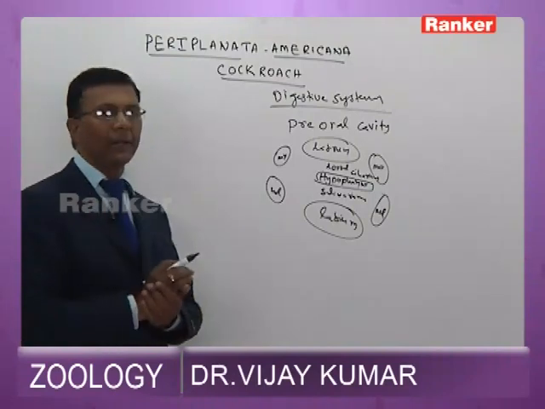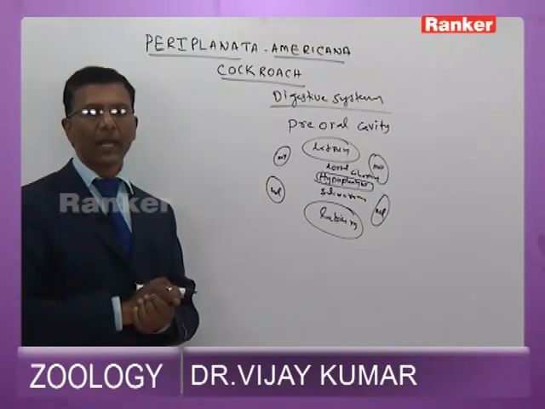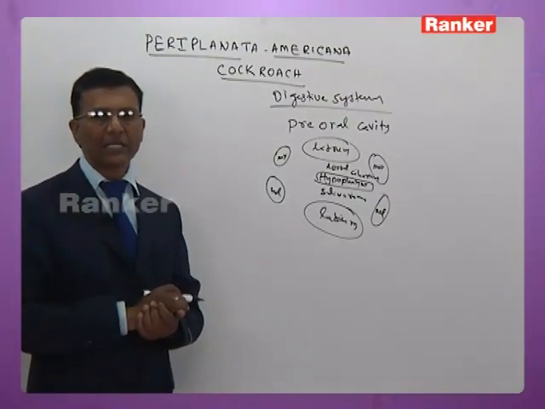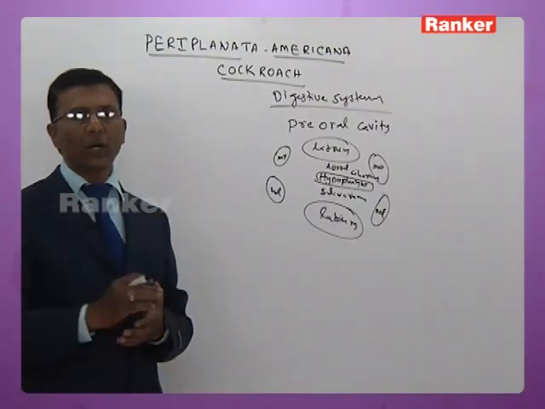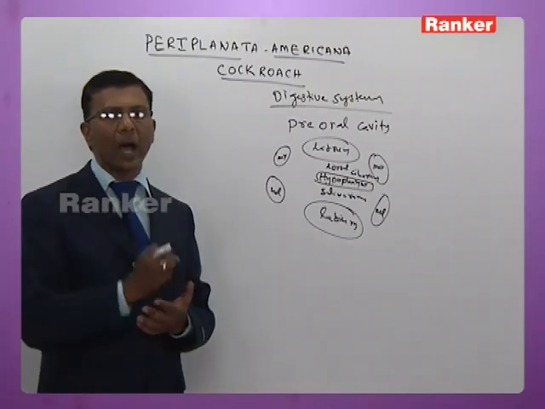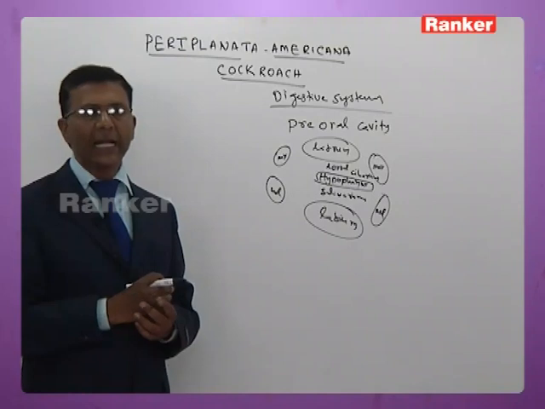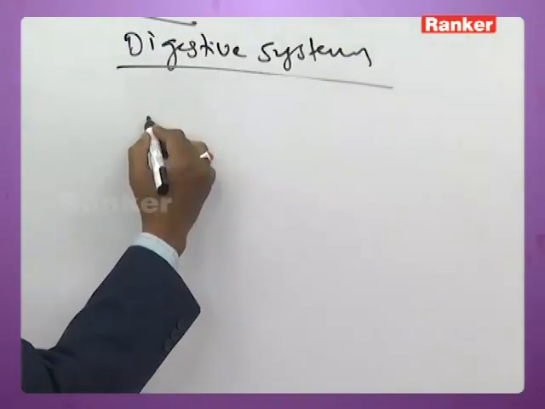Now this preoral cavity opens into pharynx through mouth. Pharynx is followed by esophagus. Esophagus is a long tube-like structure that passes through neck or cervicum. On entering thorax, it dilates to form crop.